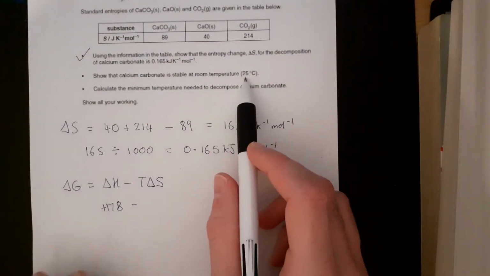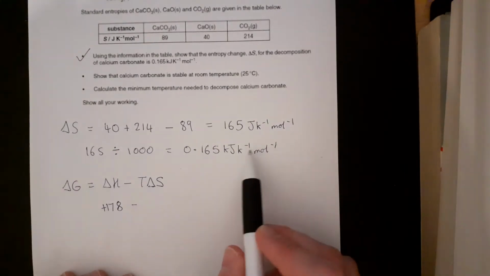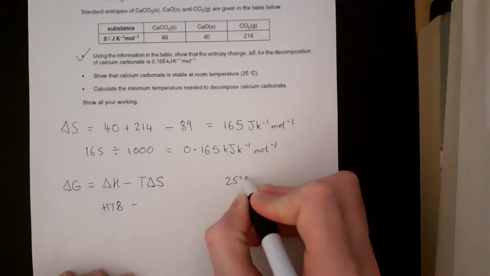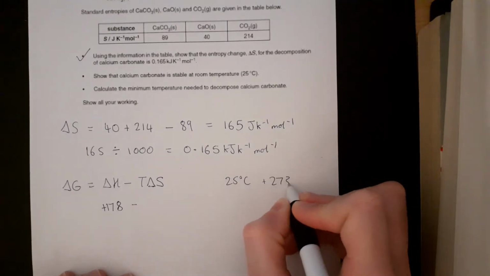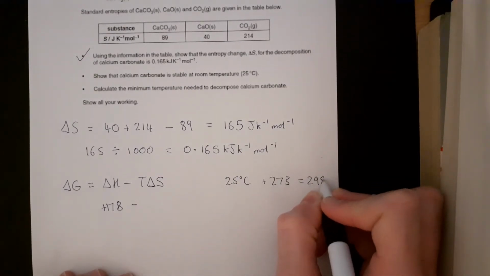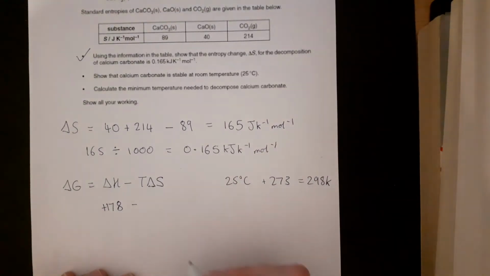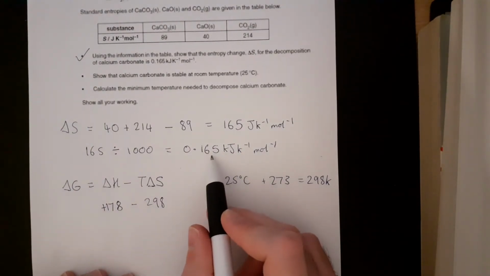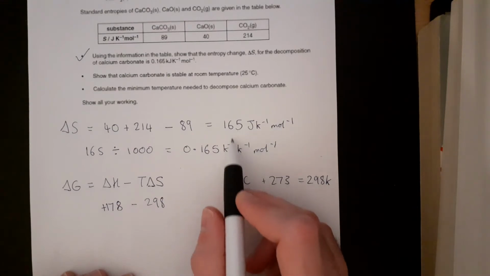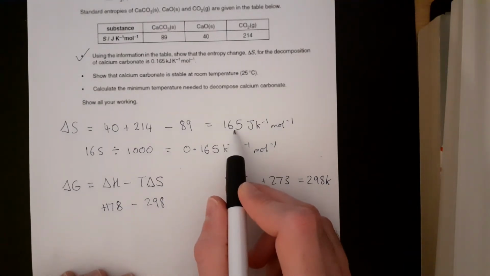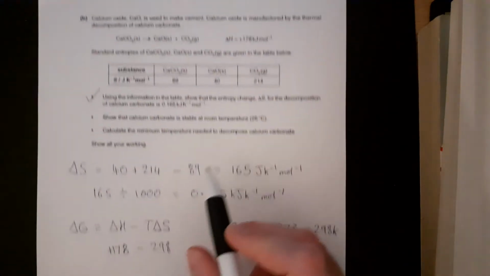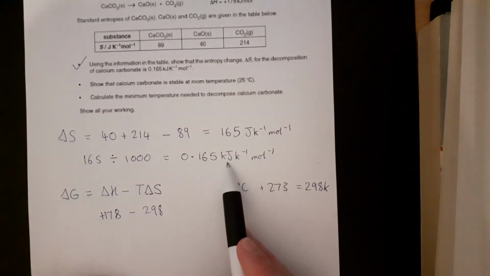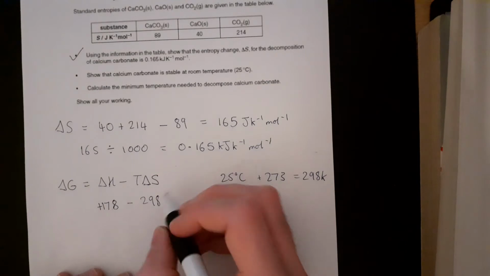Temperature is 25 degrees, but the temperature is going to have to be in Kelvin if we look at the units. So 25 degrees C, you add 273. So it's going to be 298 Kelvin. Okay. So that's going to go in there. And then delta S, we're going to use this value in kilojoules, not this value. Because the value for delta H was in kilojoules. So we need to use the value here in kilojoules.